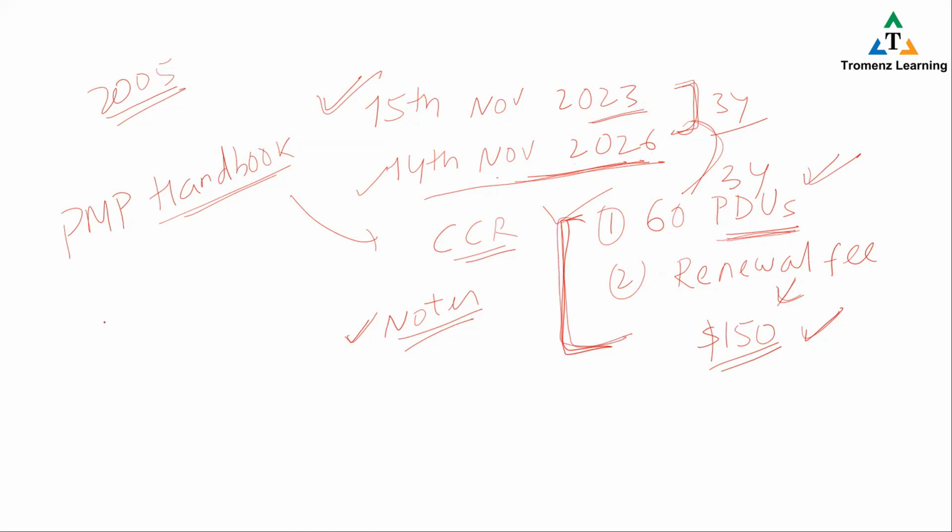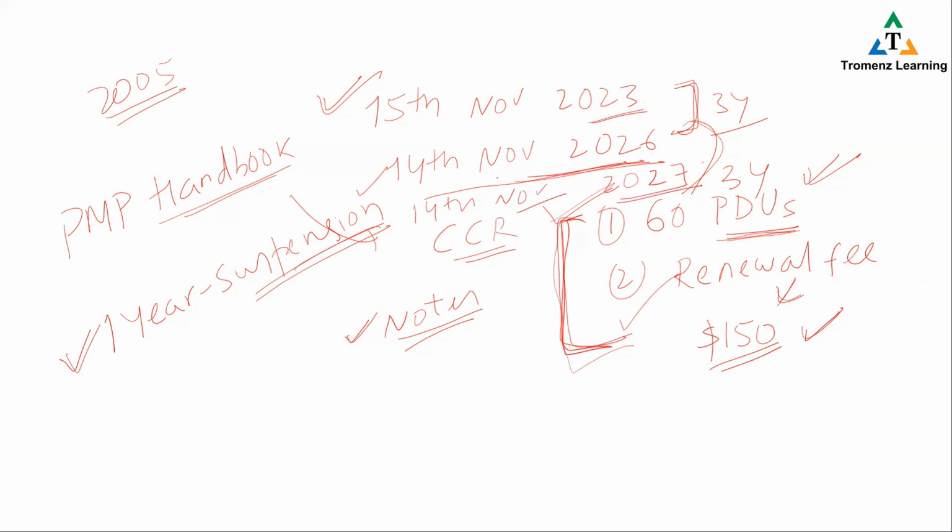Then what? They put you under suspension for 1 year. So meaning, if you wake up during the 1 year suspension period and do these two things, 60 PDUs and renewal fee, then you can successfully renew the certification without any exam. So effectively another 1 year. But in this 1 year, you cannot claim yourself to be a PMP. You are not a PMP, but if you want to renew, you can till 14 November 2027, another 1 year.